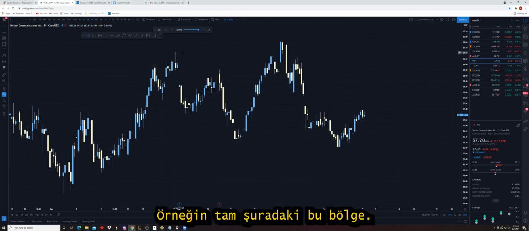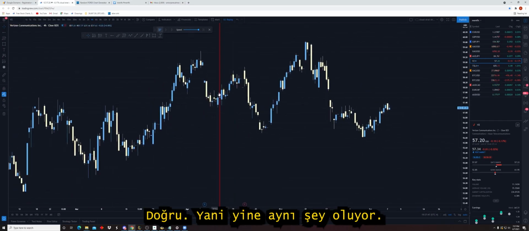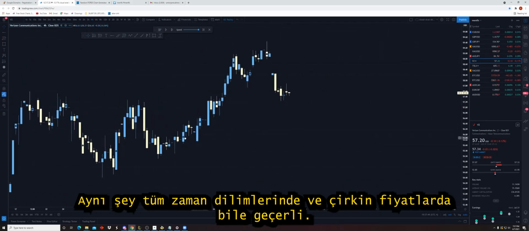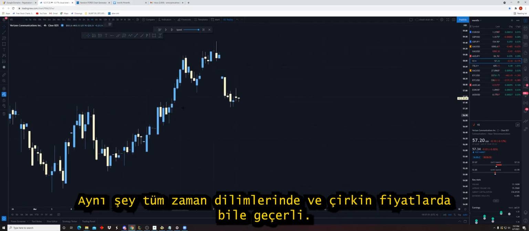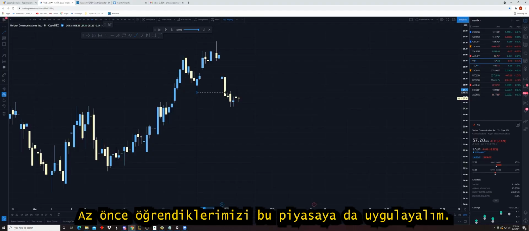So for instance, this zone right here, right? Again, same thing is happening. Same thing is valid over and across all time frames. See how ugly price is? That's fine. Let's just apply what we just learned to this market as well.